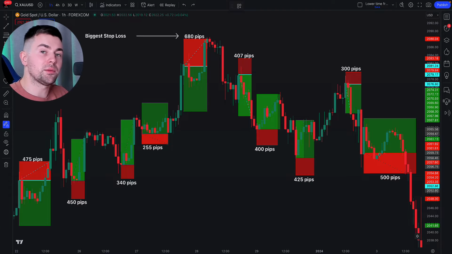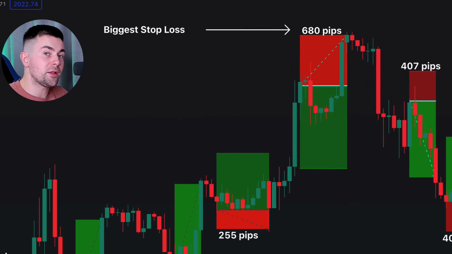Find the trade with the biggest stop loss. Analyze the stop losses of all your trades and find the trade with the biggest stop loss. The pip value of the stop loss will be very important.